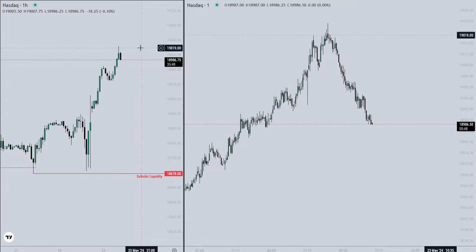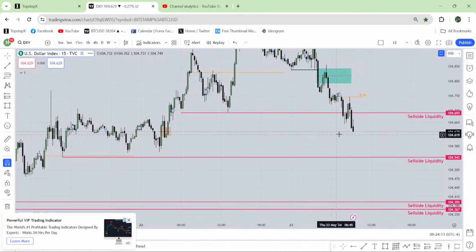You should not. At the same time, dollar index is falling. You can see it's going for this sell side liquidity. Maybe all of this sell side liquidity will be taken. So overall, I'm bearish for dollar index.